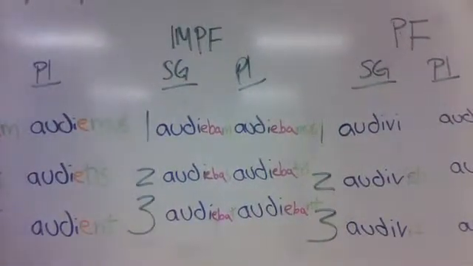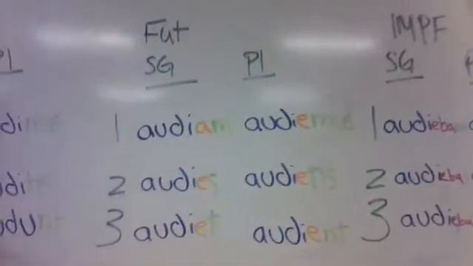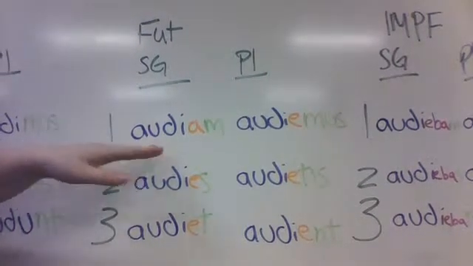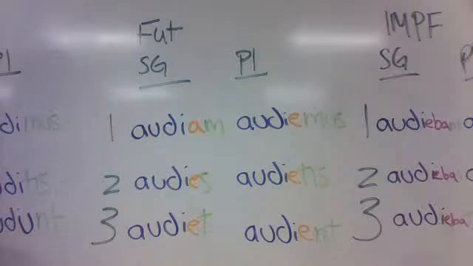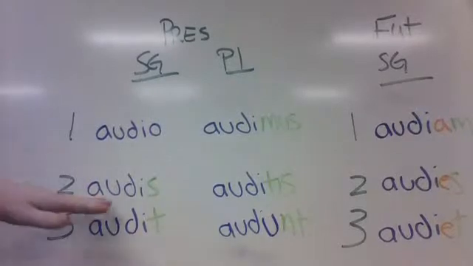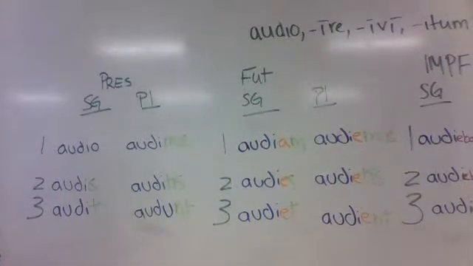For imperfect, we got our stem. We needed to add an E, and then we added ba like usual, and then our personal endings. For future, we got our stem, then we added A and E to make it future, and then our personal endings. Present tense, we got our stem, and we just put on our personal endings. So that is fourth conjugation.